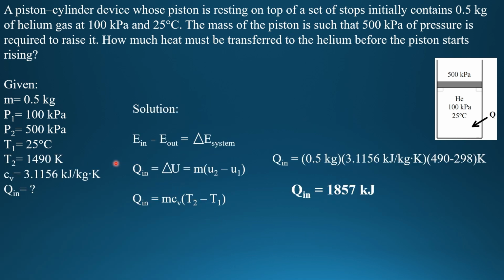And since we have all these values here, we will be using our final equation, the Qin is equal to m CV times T sub 2 minus T sub 1. And we will be plugging in the values, that is equal to 0.5 kilograms times 3.1156 kilojoules per kilogram Kelvin times 490 minus 298 Kelvin. And we have this heat transferred to our helium gas that is equal to 1857 kilojoules. And this is our final answer.